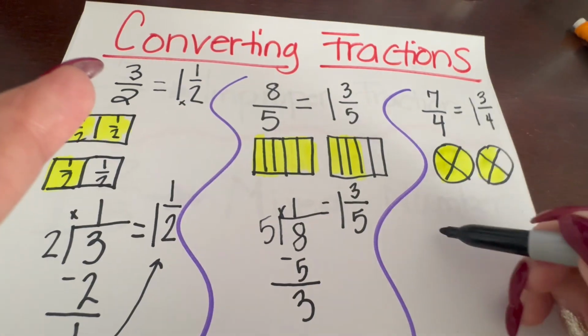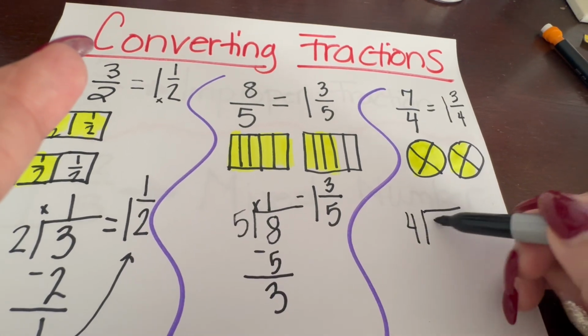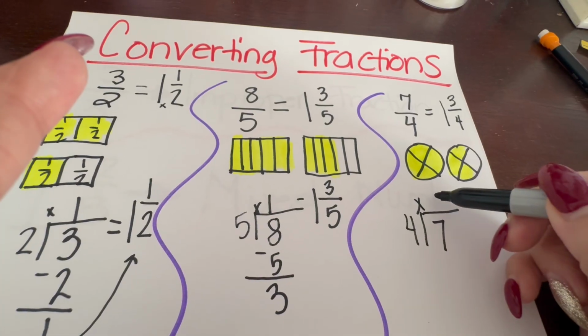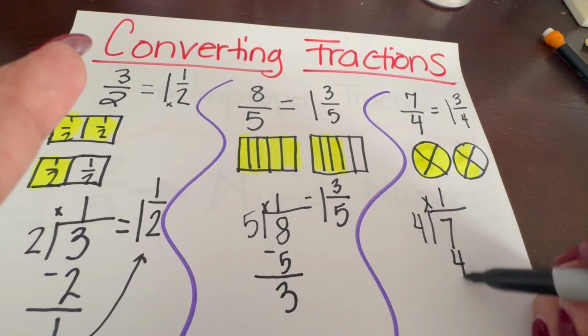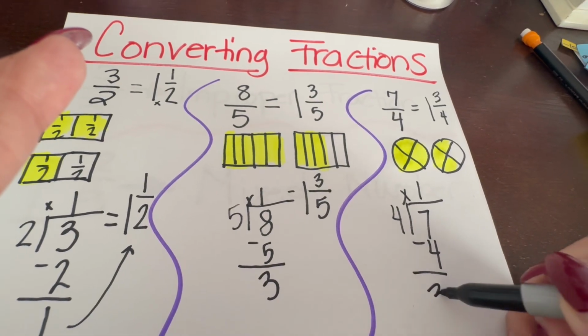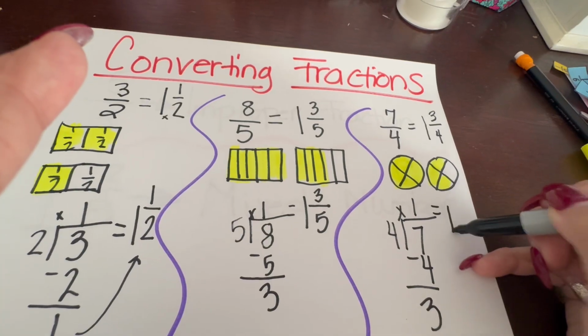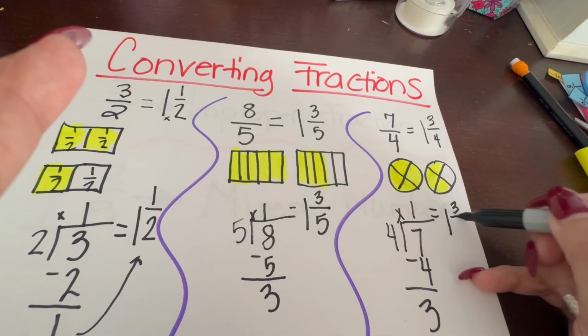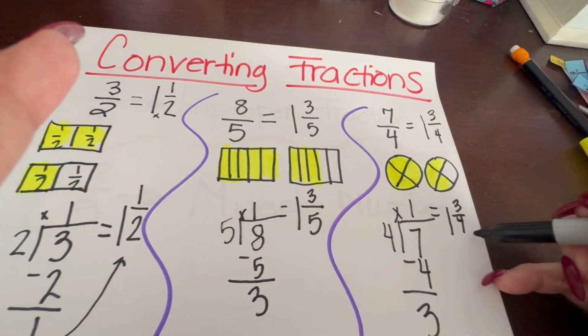Let's divide it in. 4 into 7. It goes 1 time. My remainder is 3. So that's 1 whole and 3 over 4, which is what I got here.